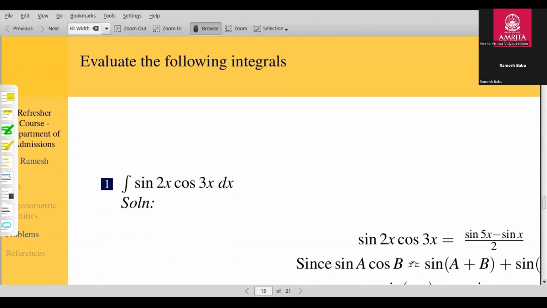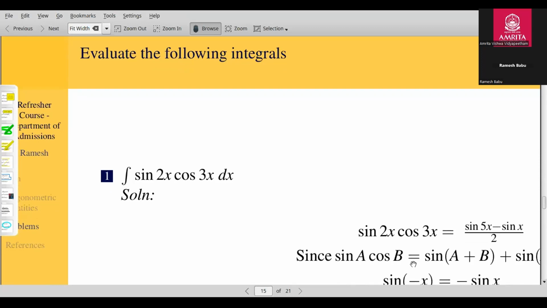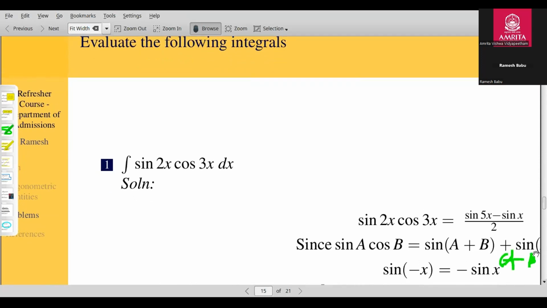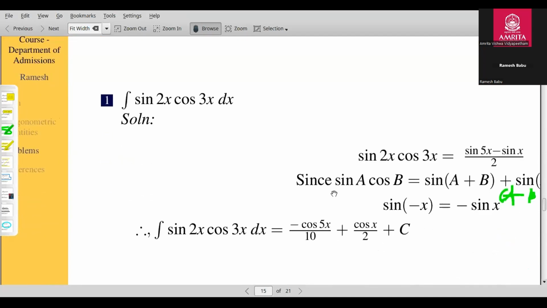That is, sin 2x cos 3x is nothing but sine of 2x plus 3x plus sine of 2x minus 3x. You recall this function? I am applying the formula: sin A cos B is nothing but sine of A plus B plus sine of A minus B. A minus B is hidden somewhat here; this is A minus B, right?